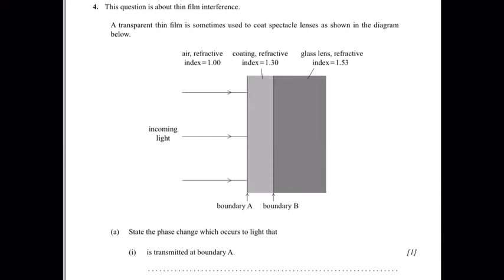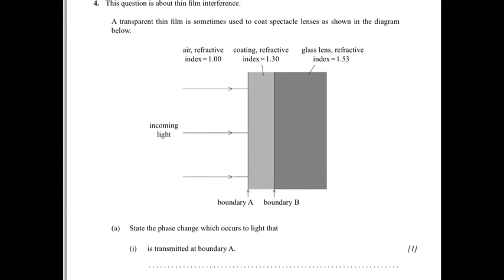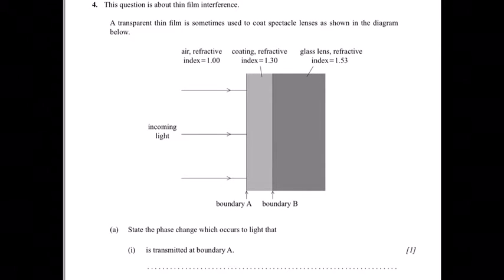Question 4 is about thin film interference, and initially asks us about the phase changes that might occur at these two boundaries that we've got. So we've got air to a refractive index of 1.3, then 1.53. So light is going from less dense to middle density to even higher density.